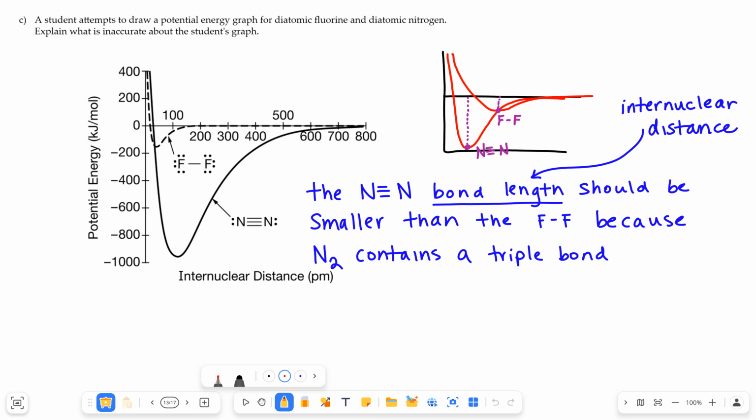So maybe kind of like those red graphs that I drew. I mean, maybe that's a little bit exaggerated, but the bond length for the nitrogen-nitrogen should be shorter or farther to the left, and that single bond should be a little longer bond length or somewhere farther to the right.